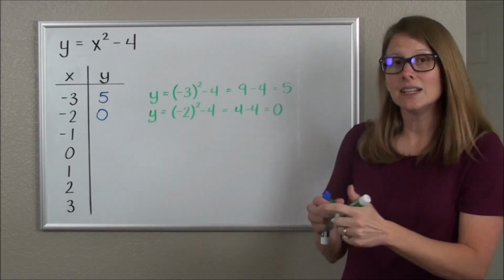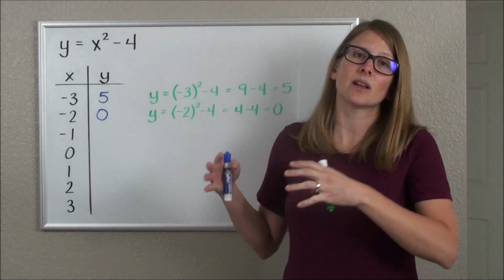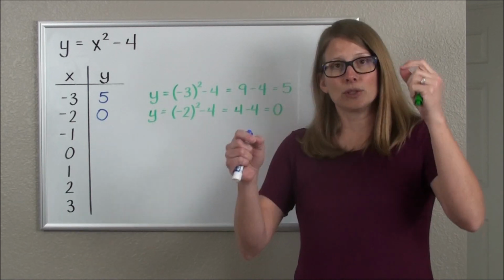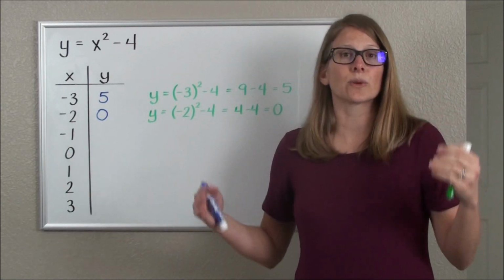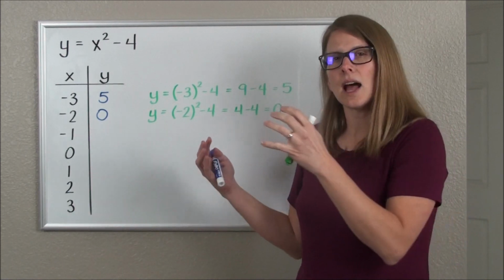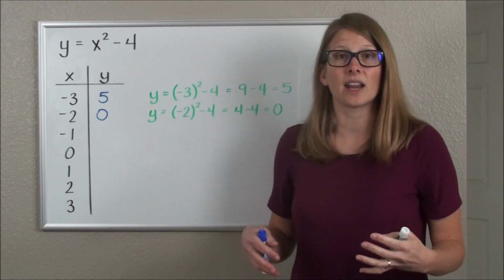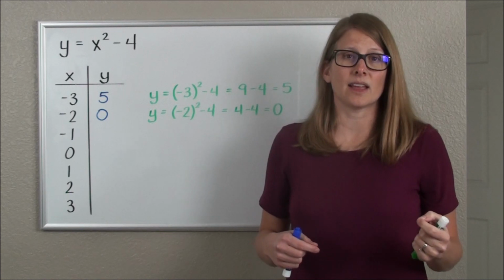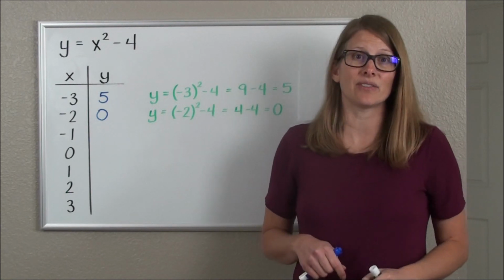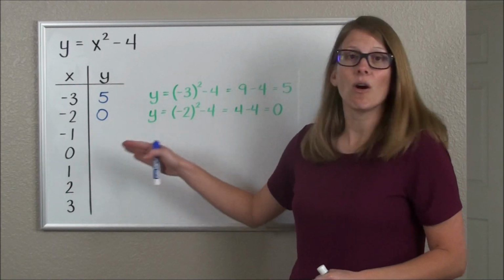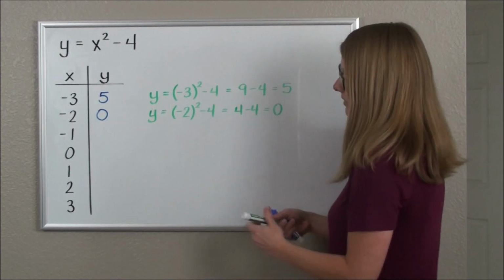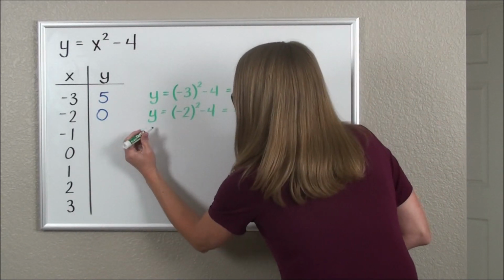Now when it came to linear equations, 2 points was all we actually needed, because with 2 points I can connect them with a straight line, but this isn't a linear equation, it's a quadratic. My picture won't be a straight line, and so 2 points is not going to be enough this time. I'm going to want to fill out all 7 of these ordered pairs. So let's go on to the next one.